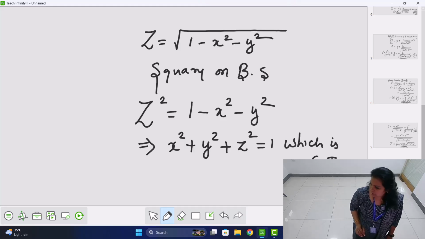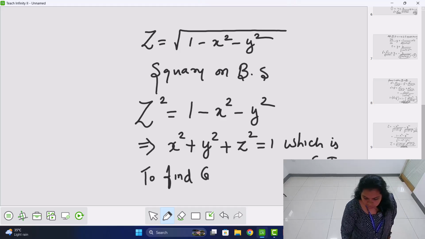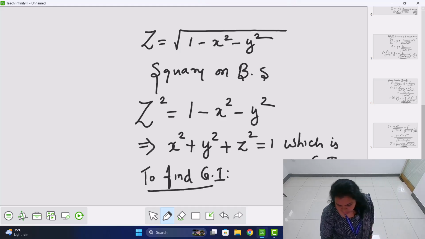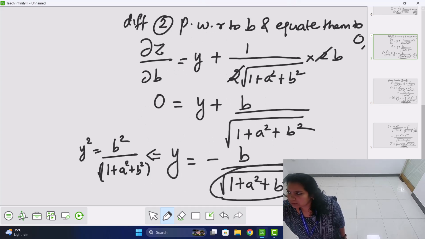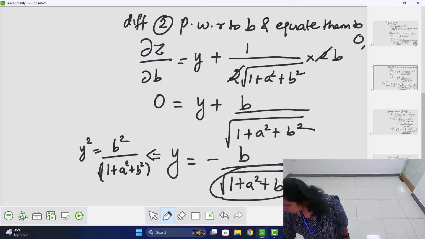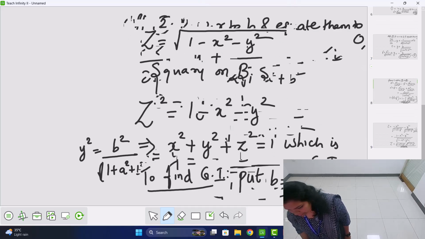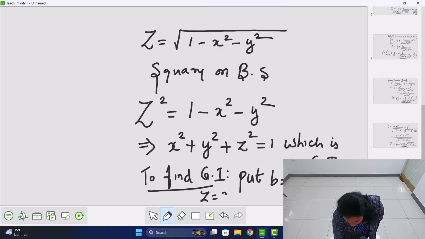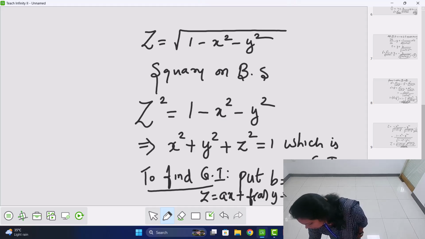If we want to find the general integral, suppose the problem asks for the general integral, what you have to do is put b equal to f of a. Where do you have to substitute b equal to f of a? In this equation. Substitute in this equation. Which equation is this? z equals ax plus by, that is, f of a into y plus root of 1 plus a square plus f of a the whole square.